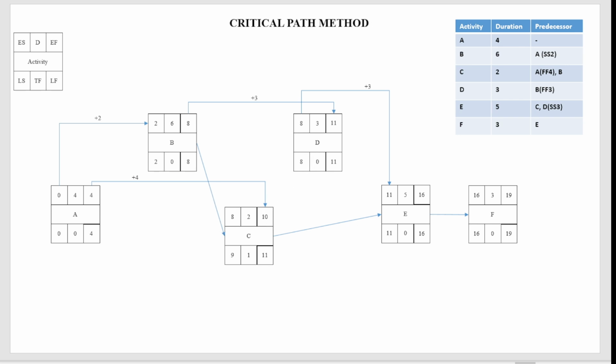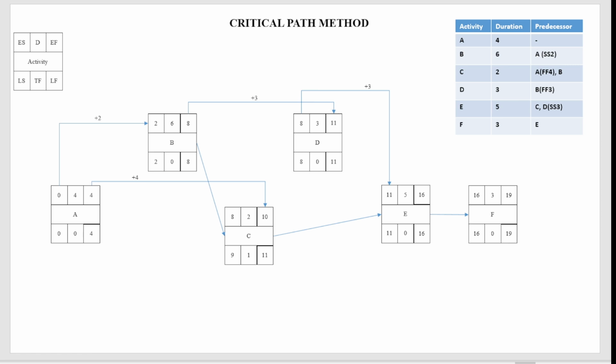Now going to activity D. D has finish to finish relationship with B. We are not coming here at this point; we are coming at this point. From here to here, this will be calculated later. First, let us deal with this one. What is the exact relationship? Finish to finish, which means 8 plus 3 days lag. 8 plus 3 will be 11. So 11, that is a finish.